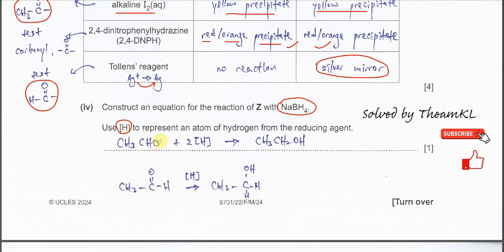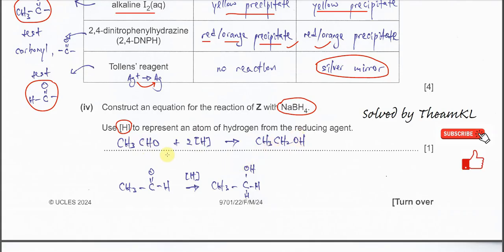So let's start with this one. Ethanal, you should know the structure, CH3CHO. And this one needs to react with the sodium borohydride, which means adding 2 hydrogen and forming ethanol.